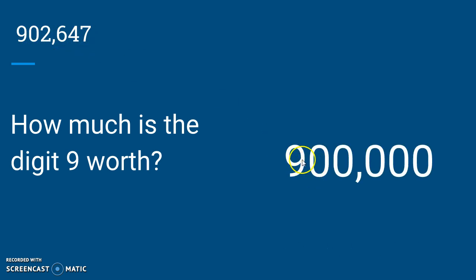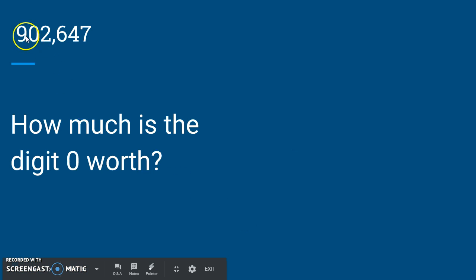All right, let's look at the same number, 902,647. This time, the other end, how much is the 9 worth? You're changing everything to 0 behind it because it's in that 1, 2, 3, 4, 5, 6 place value. Then you're going to have 5 zeros behind it. So your number would look like 900, and then you've got to say the comma, 1,000. 900,000. Next one. Same number, 902,647. How much is the digit 0 worth? A little bit different.